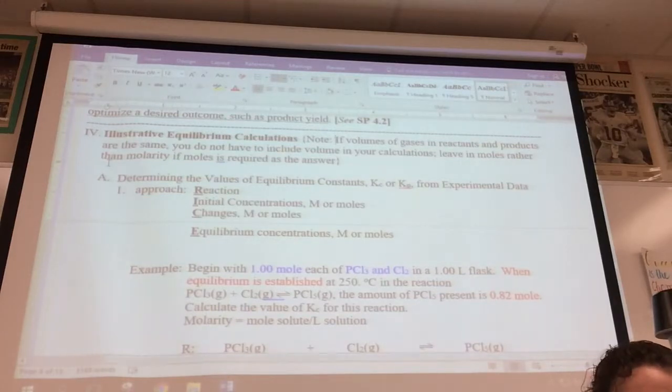What that means in English, and this actually came into play on your mini quiz, but you got lucky because I gave you a volume of 1 liter. So in that case, moles and molarity were the same, but a lot of you put moles in your Q expression where it really needed to be molarity because the delta N of the gas wasn't 0.